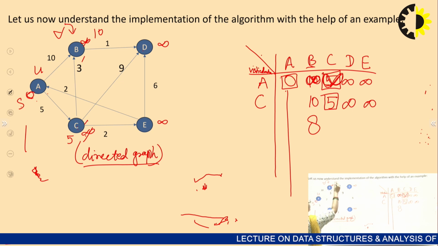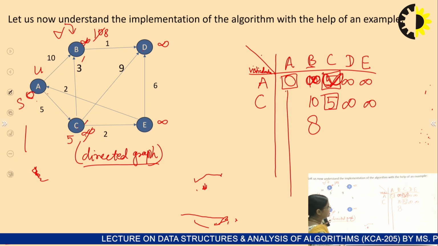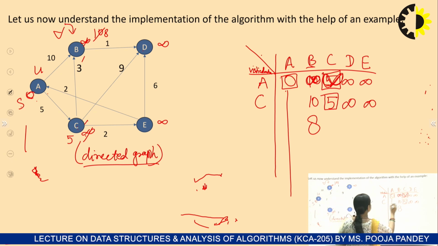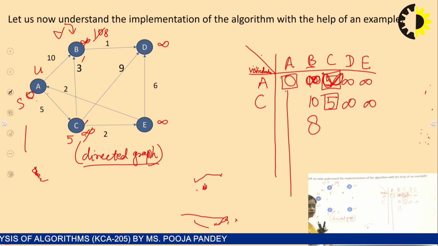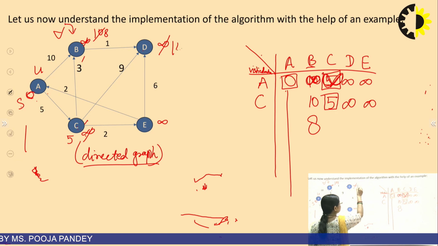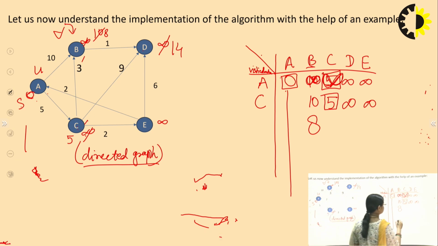Again, so here the distance will be 8. Now, if I am going to calculate, that is C to D. C to D is, again, 5. 5 plus 9, what is 5 plus 9? It is 14. And this I am not going to take. Why? Because now it is a visited vertex. C is a visited vertex, so we are not going to find C to C. Clear?